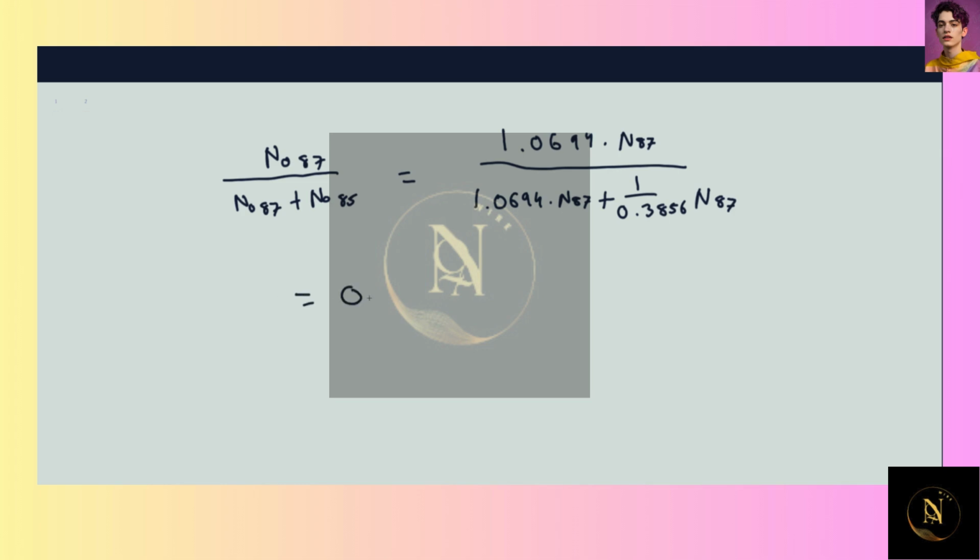This works out to be a value of 0.2920. So the original percentage of rubidium-87 as a fraction of the total number of rubidium was 29%. So this is our final answer.